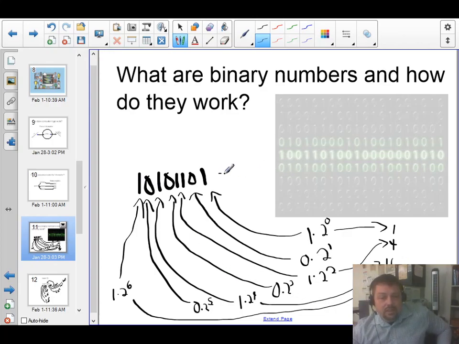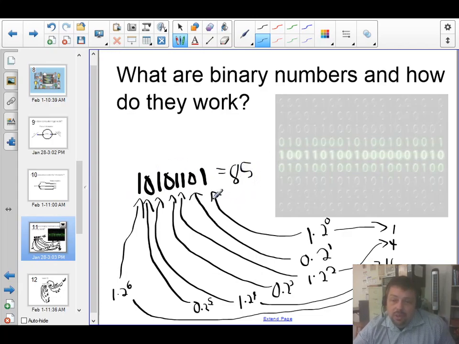So this in binary means 85 in base 10, which is the number we're accustomed to. So you can encode data this way with binary numbers using only ones and zeros. And you might say, wait a dang minute, this is less complicated than this. So why would I want to use ones and zeros instead of 8 and 5?